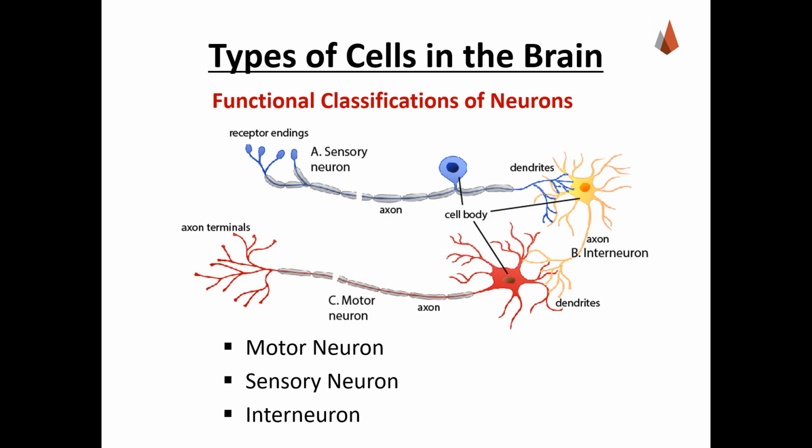So interneurons basically process that sensory input into meaningful representations. They also help us to plan an appropriate behavioral response and then connect to the motor neurons that execute those behavioral plans. So three different functions, right?